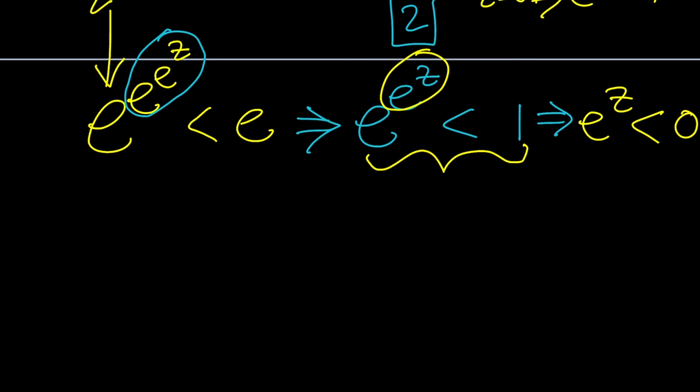So we ended up with something interesting, because look, e to the power z is less than 0. Are you sure about that? This is impossible for real z, right? So the solutions are non-real? Wait a minute. This channel is all about complex numbers, so that makes sense, right? So the solutions are going to be non-real, so we have to be careful. Nice. Okay, great. Now, how do we solve it though? We know that z is not going to be real, and that makes sense. So let's go ahead and try to find z.